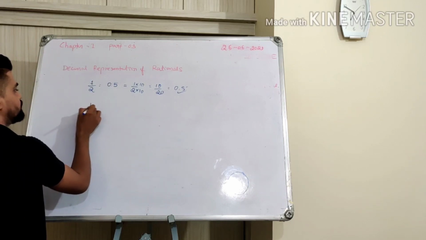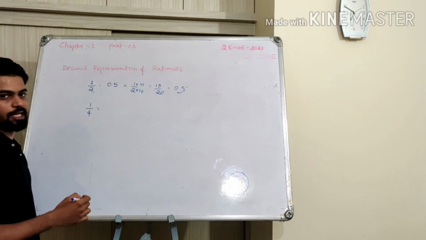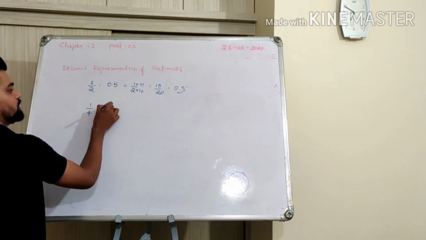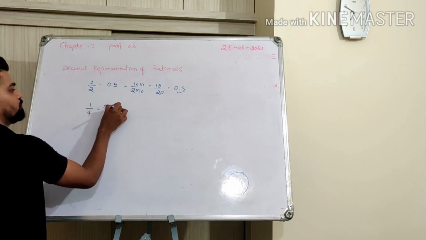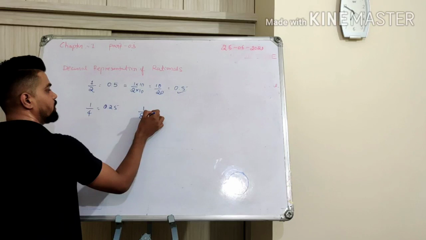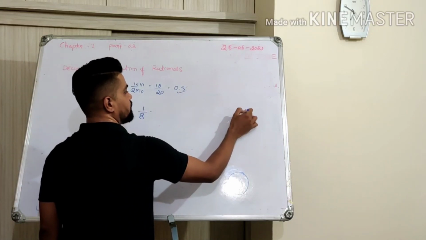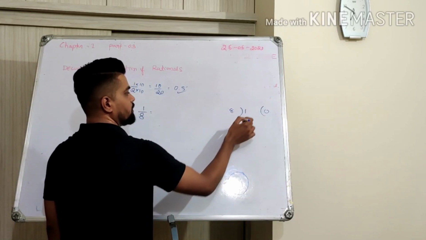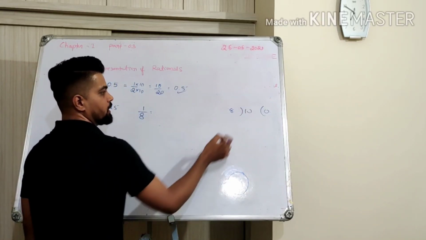So let me take another number, 1 by 4. So what is 1 by 4? Can anyone tell me? 1 by 4 is nothing but 0.25, right? So what is 1 by 8? You should divide 1 by 8. So what will you do? You will put 1, 0 and decimal. So that is not enough, right?